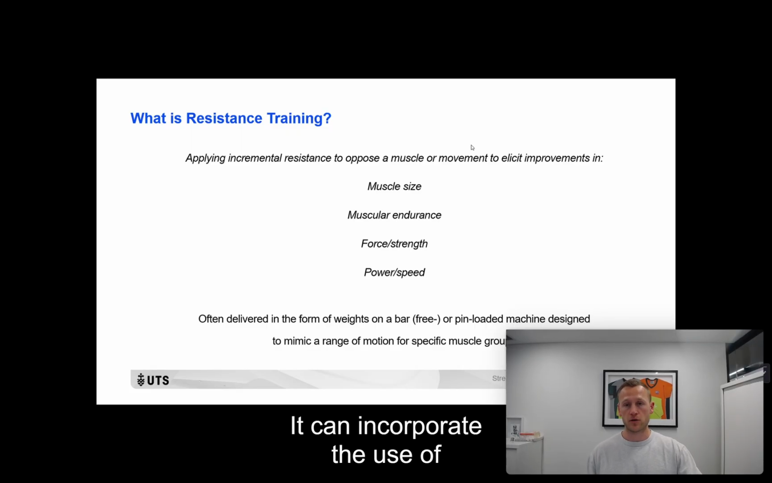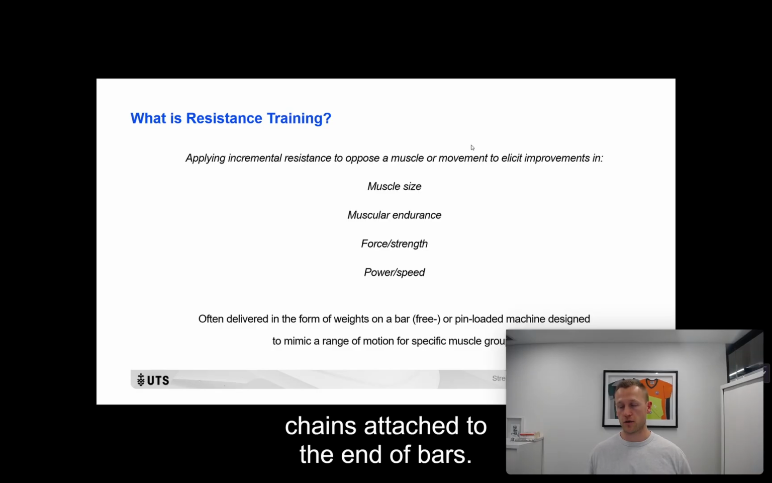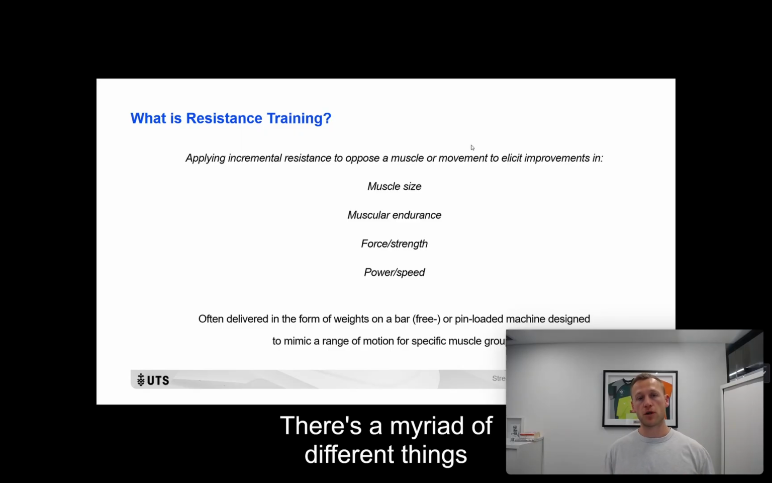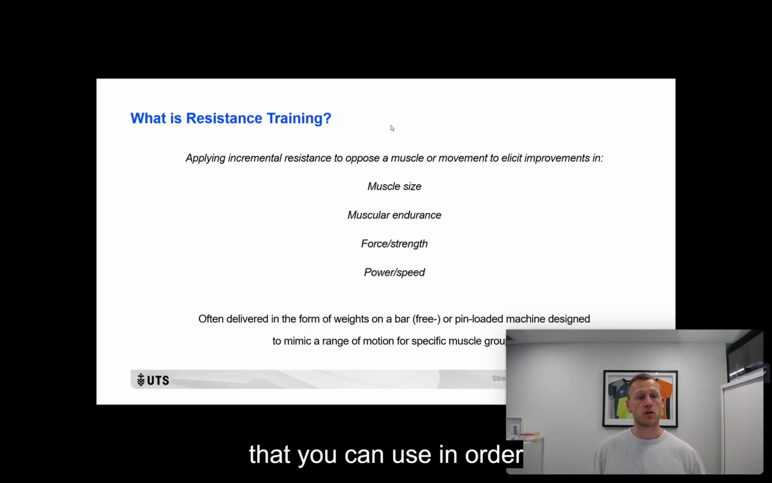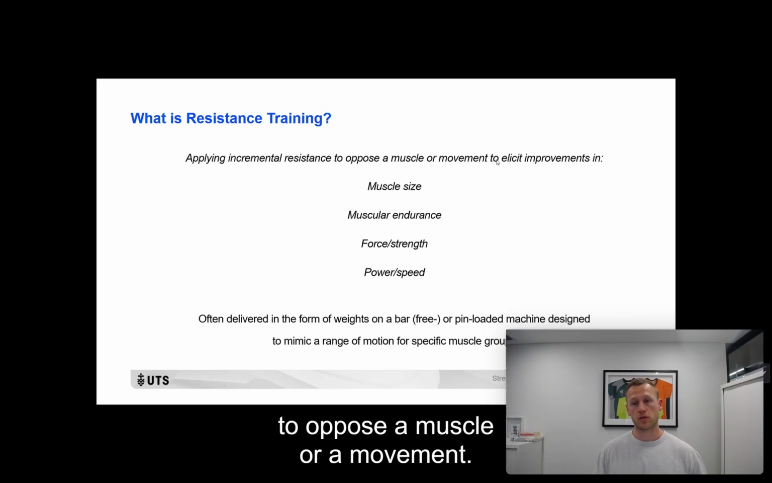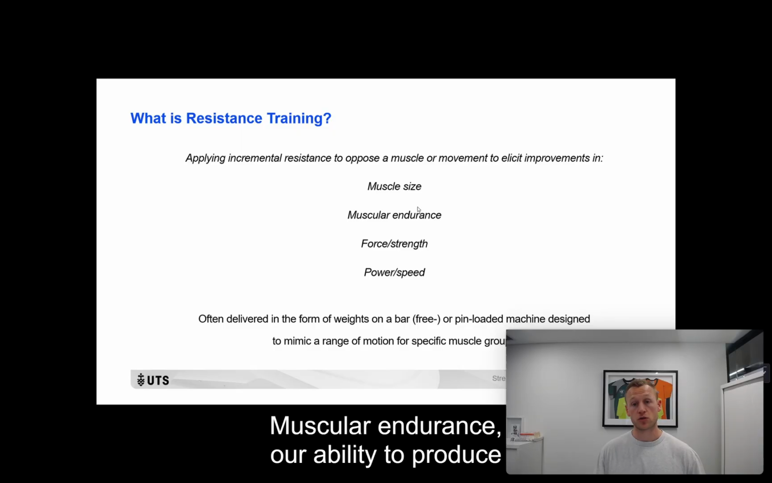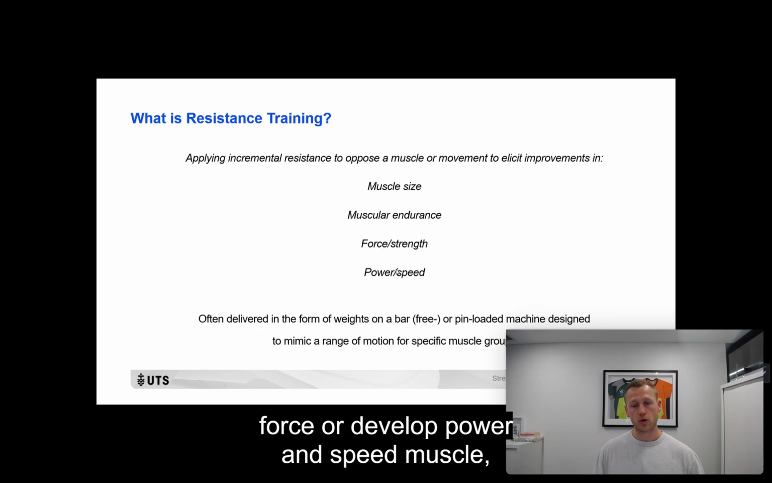It can incorporate the use of chains attached to the end of bars. It can incorporate flywheels. So there's a myriad of different things that you can use in order to create a resistance to oppose a muscle or a movement. And the reason why we do that is often to increase our muscle size, muscular endurance, our ability to produce force, or develop power and speed.